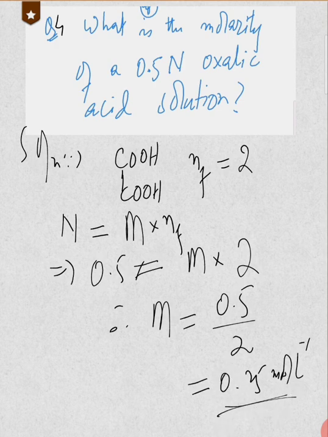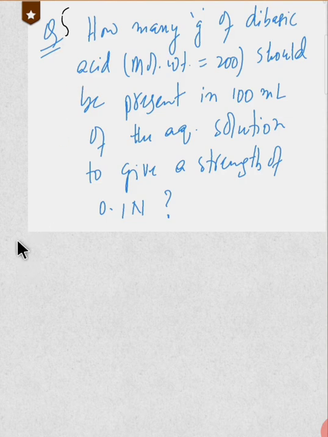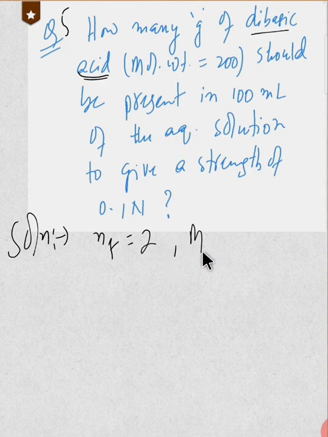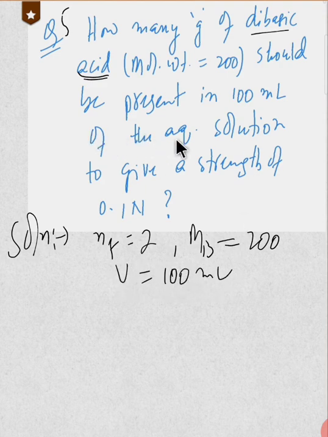Let me move to the last question, the fifth question. Again this question is based on normality. How many gram of dibasic acid? Dibasic acid means just like oxalic acid, basicity is 2 or n factor is 2, whose molecular mass is Mb. Since this is the solute, Mb is equal to 200. Now how many gram of dibasic acid whose molecular weight is 200 should be present in 100 ml of the solution, so the volume of the solution is 100 ml, to give a strength of 0.1 normality, and normality is given as 0.1.